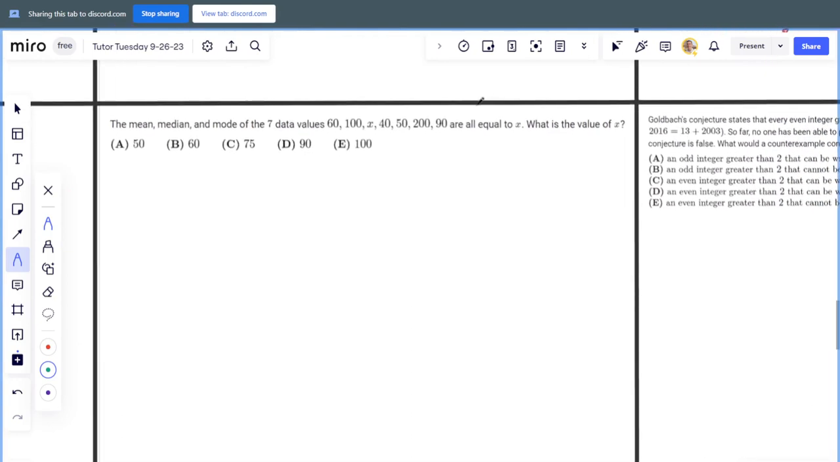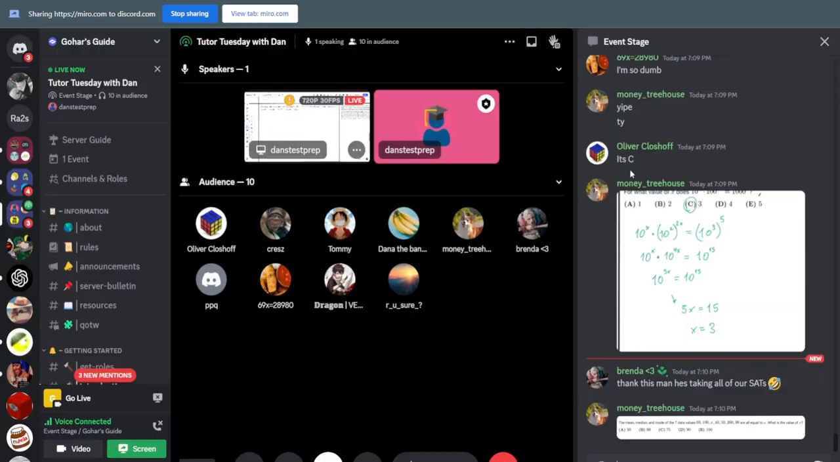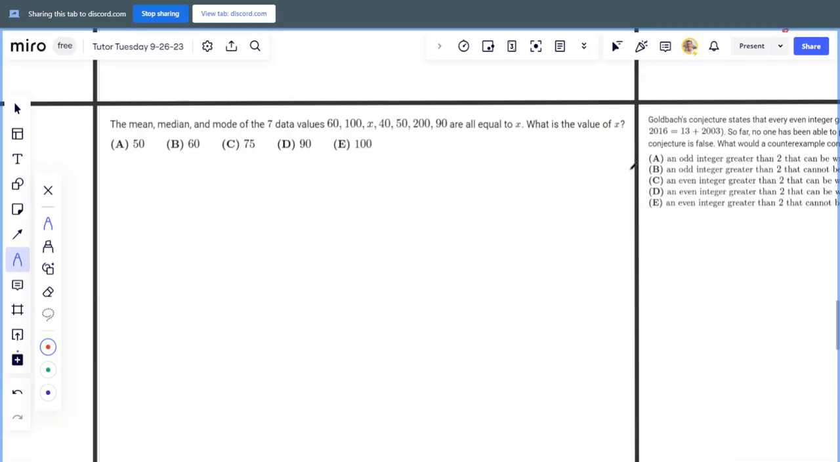The mean, median, and mode of the 7 data values. Oh, I should probably paste the question, huh? Oh, he's got it. He's got me. The mean, median, and mode of the 7 data values, 60, 100, x, 40, 50, 200, 90, are all equal to x. What is the value of x?